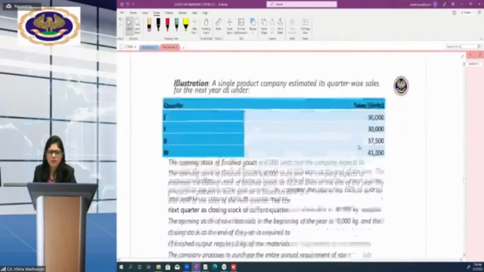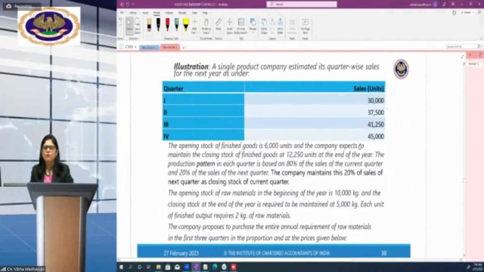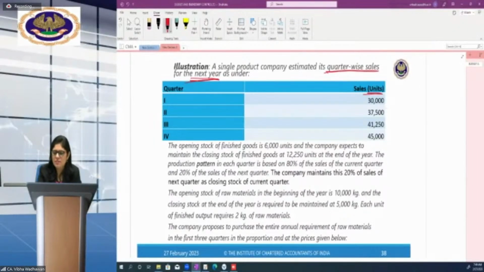We have another illustration. Just take note of this illustration. A single product company estimated its quarter-wise sales. So we have been given the quarter-wise sales for the next year, the whole year. The budget period must be the whole year. Sales are given in units: quarter 1, quarter 2, quarter 3, and quarter 4. The opening stock of finished goods is 6,000 units, and the company expects to maintain the closing stock of finished goods at the given units. So 6,000 is the opening stock of finished goods, and the closing stock is also given here.